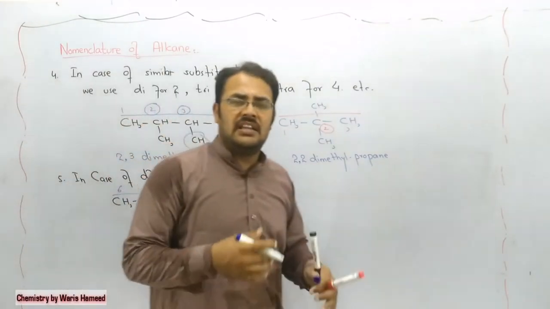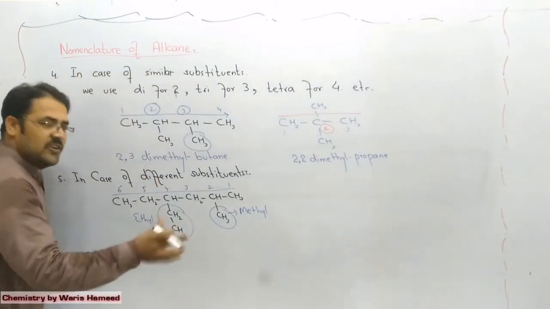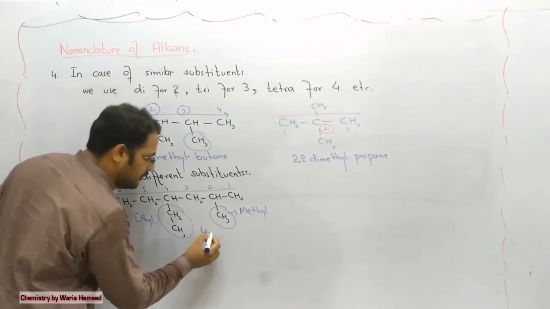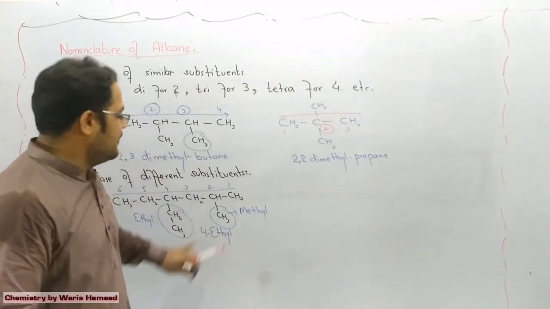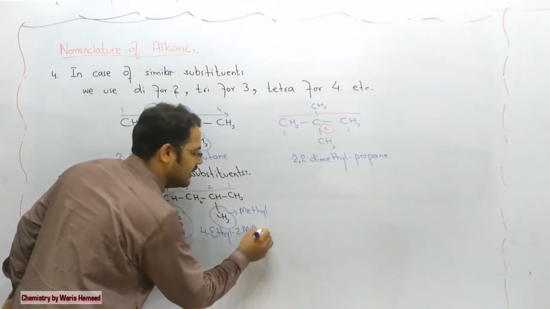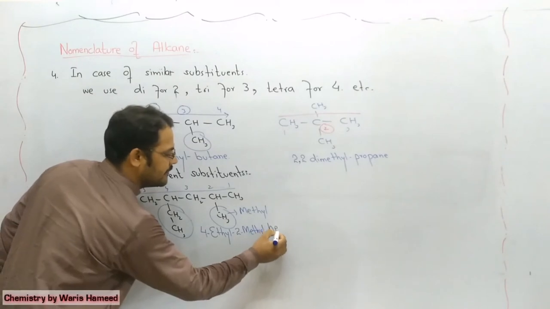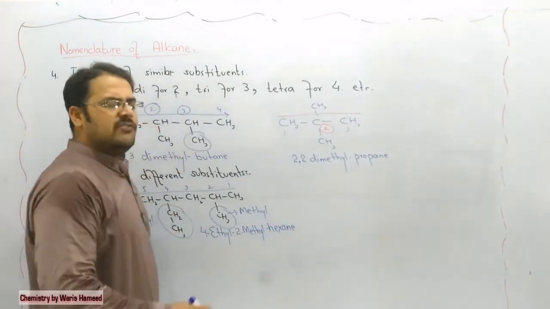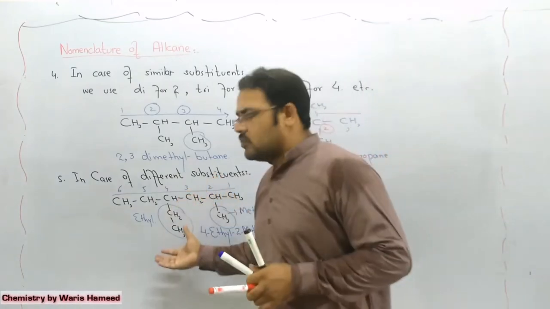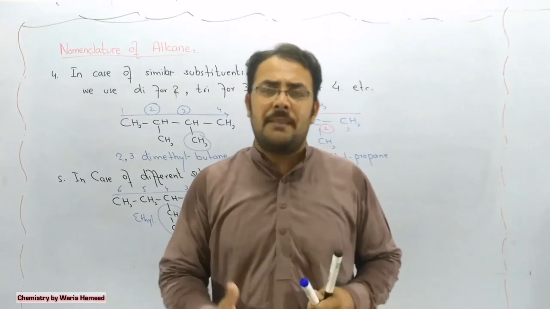Now, according to alphabetical order, E comes first and M later. So, we will first write the ethyl group. First of all, write its position, 4. What is its name? It's ethyl group. 4-ethyl. Then write the position of the second substituent, that is methyl, 2-methyl. And at the end, write the name of the parent chain. This parent chain contains 6 carbons, so it's hexane. If we have different substituents, then we have to maintain their order alphabetically. And in this case, we also can use di, tri, and tetra for similar substituents. Next, I am going to discuss more examples of nomenclature.